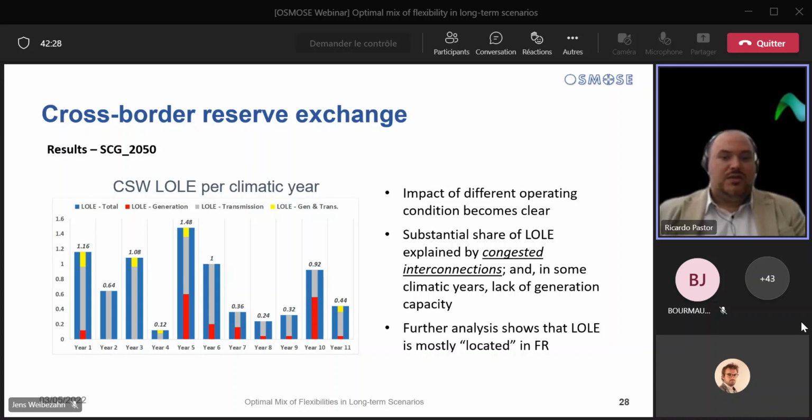Going deeper into these results, the simulation results suggest that most of the problems occurred in France, and an important recall here, we should say that the energy flow between France and the rest of Europe, which was mostly exporting, was in this case modeled as a fixed demand for France.